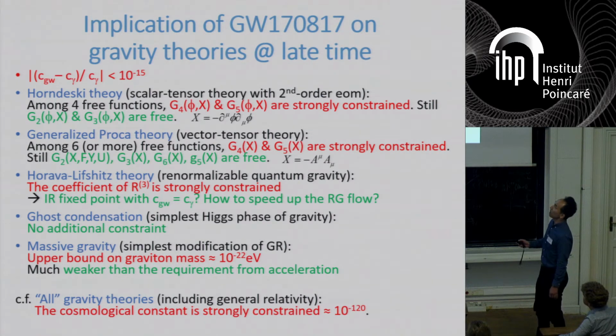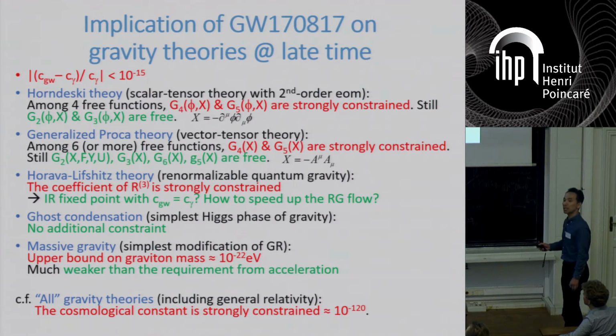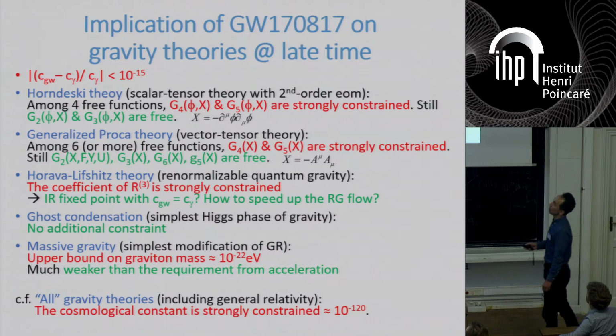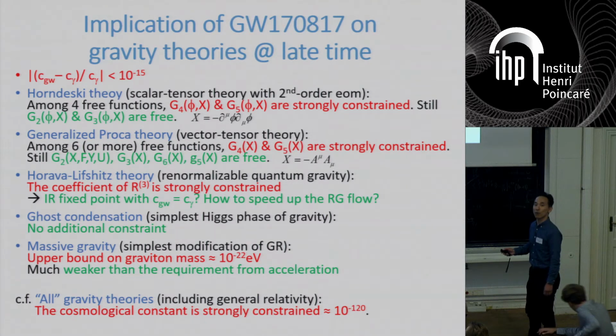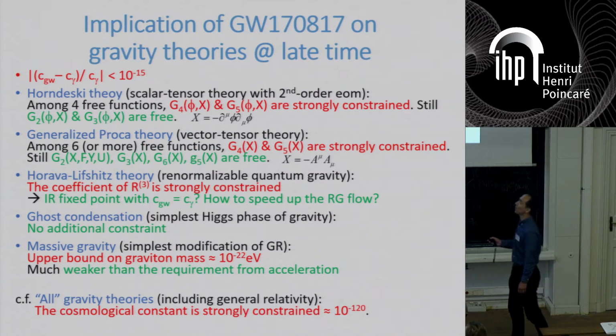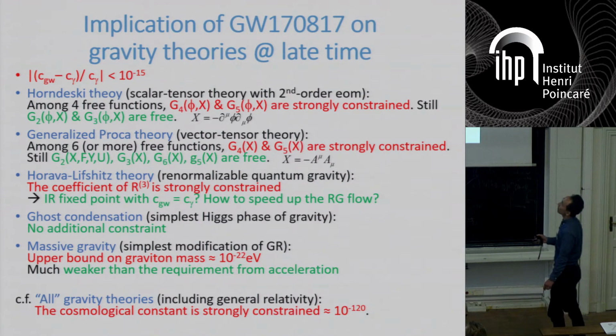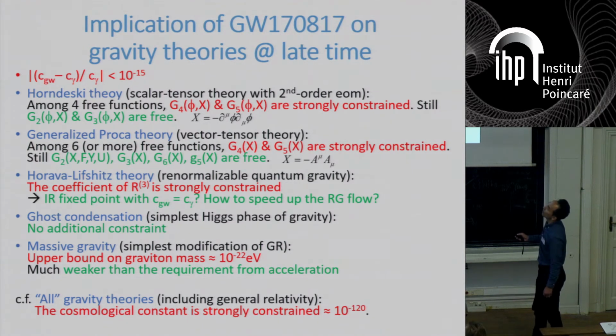For example, in the Horndeski theory, which is a scalar-tensor theory with second-order equations of motion. If we try to use this as a source of acceleration, in which the time derivative is non-vanishing, then originally we had 4 free functions, P, G3, G4 and G5, but among them 2 functions are strongly constrained. But still, we have 2 functions, G2 or P, and G3.